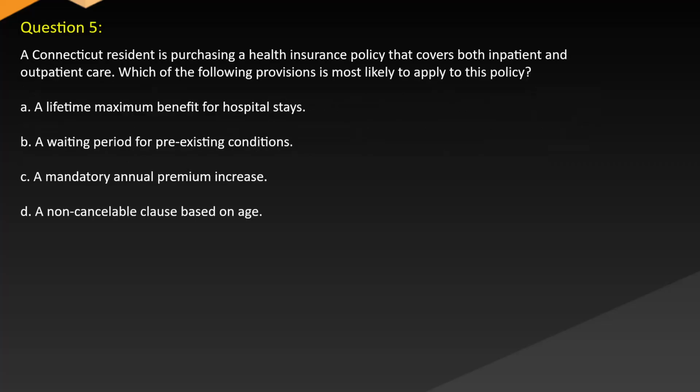Question 5. A Connecticut resident is purchasing a health insurance policy that covers both inpatient and outpatient care. Which of the following provisions is most likely to apply to this policy? A. A lifetime maximum benefit for hospital stays. B. A waiting period for pre-existing conditions. C. A mandatory annual premium increase. D. A non-cancelable clause based on age.